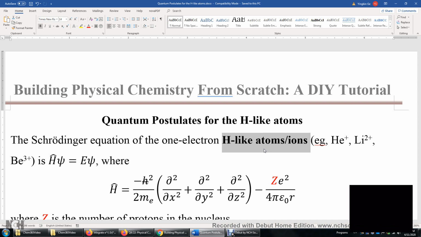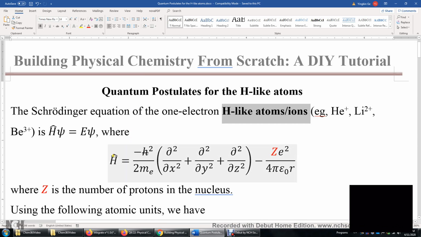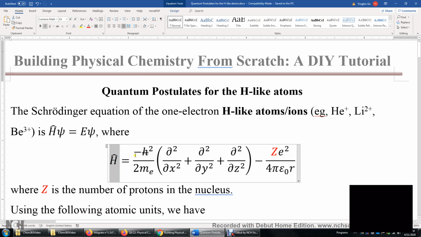The Schrödinger equation is H psi equals E psi. So we write out the Hamiltonian operator H over here. It's the sum of the kinetic energy operator and the potential energy operator. We neglect the kinetic energy of the nucleus because it's much smaller than the kinetic energy of the electron. Over here, the attraction is between the single electron and the Z protons in the nucleus. Z is the number of protons in the nucleus.